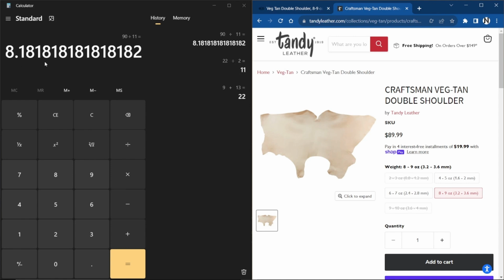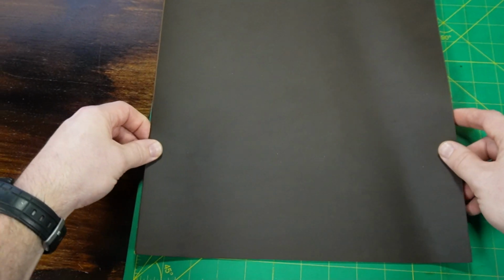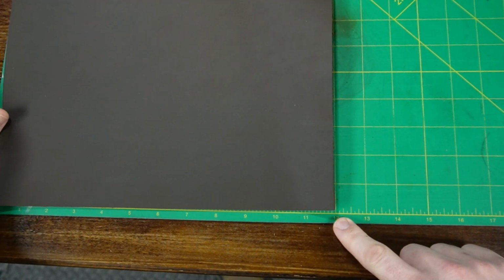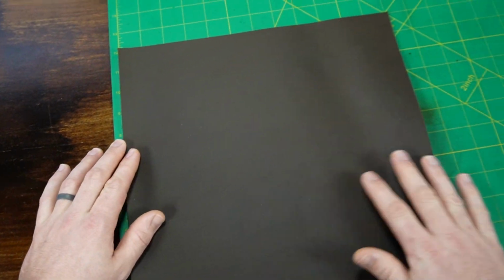All right, let's go into the workshop, and I will show you how to figure out the number of square feet of leather that you were using for your project. So this is a square foot of leather. In fact, if I put this down, you can see 12 inches and 12 inches. This is a square foot.